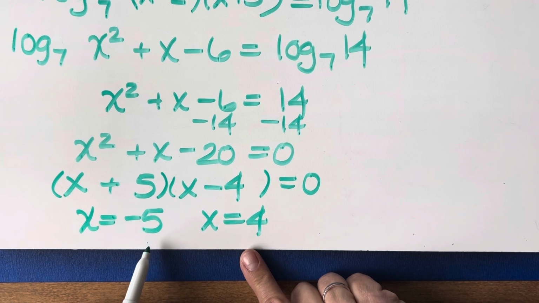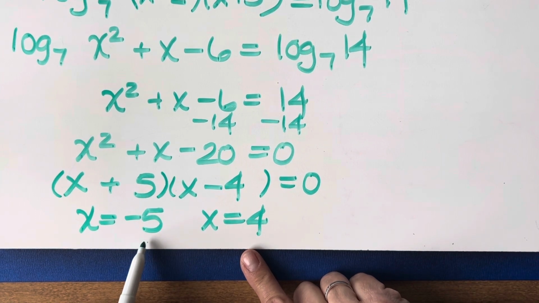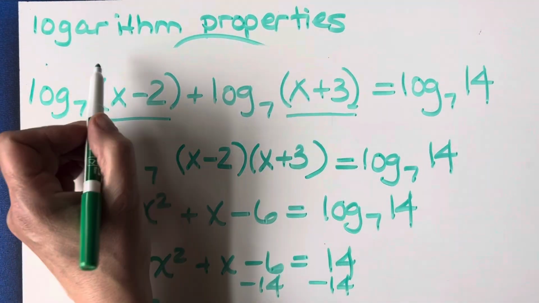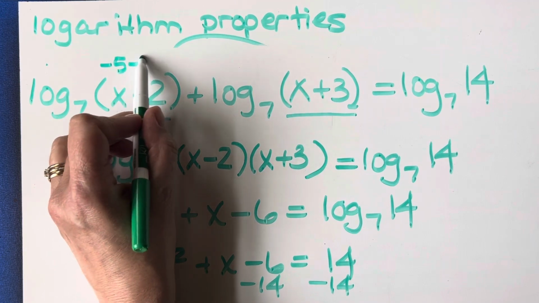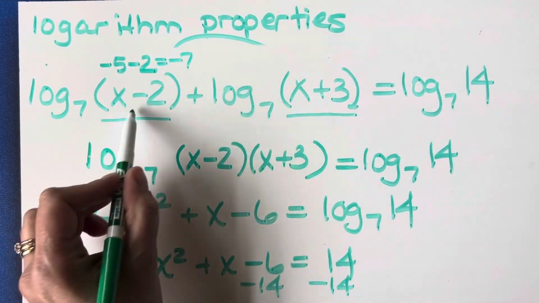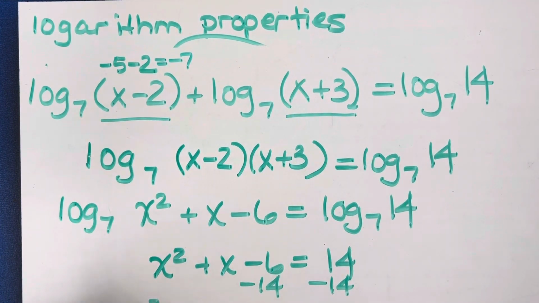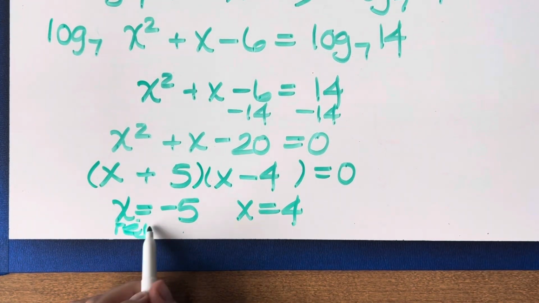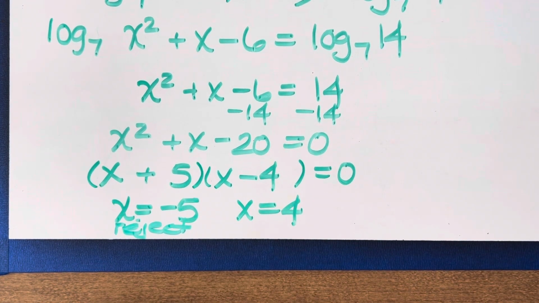I want to make sure, the one thing that I cautioned you about was having a negative argument. So if I plug in -5, let's go back to the top. If I plug in -5 here, I have -5 minus 2, and that is -7. I cannot have a negative argument. I don't even need to check my other argument. I'm going to reject my answer where I got -5 for x.